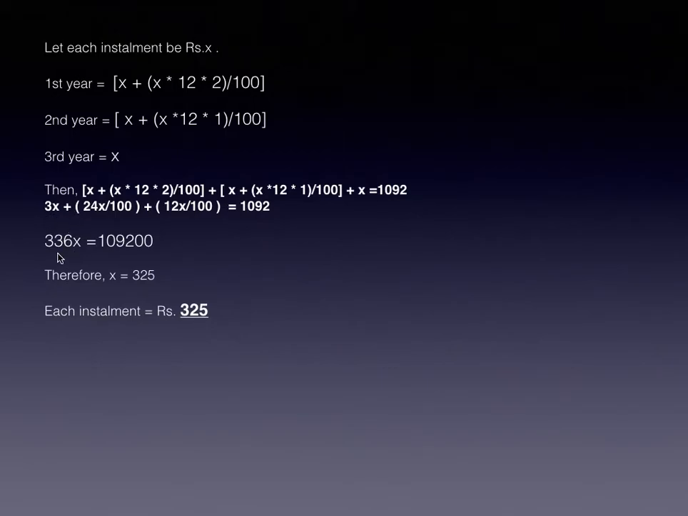Solving this, we get 336x is equal to 1,09,200, and we get x is equal to 325. Therefore, each installment will be rupees 325.